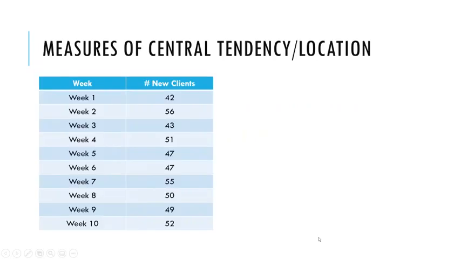So let's just look at a very simple example. And I know you could do this with your eyes closed, but I've given you some data. We're looking at number of weeks 1 through 10 and the number of new clients that our company brought in each week. Let's start with the mean, and we're going to use the arithmetic mean. And of course, that's just the average.